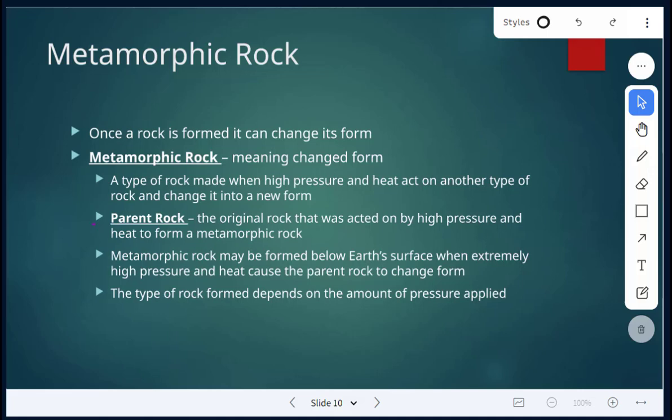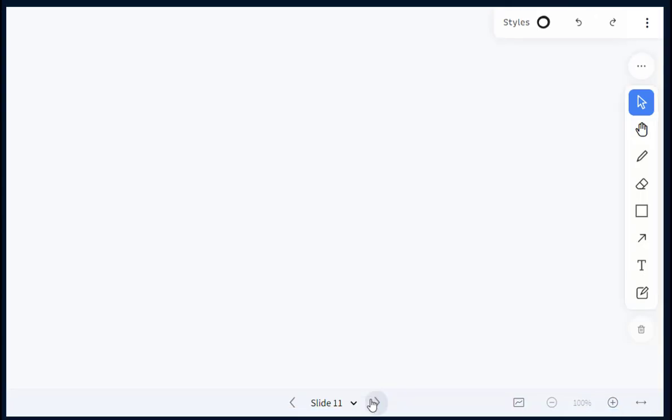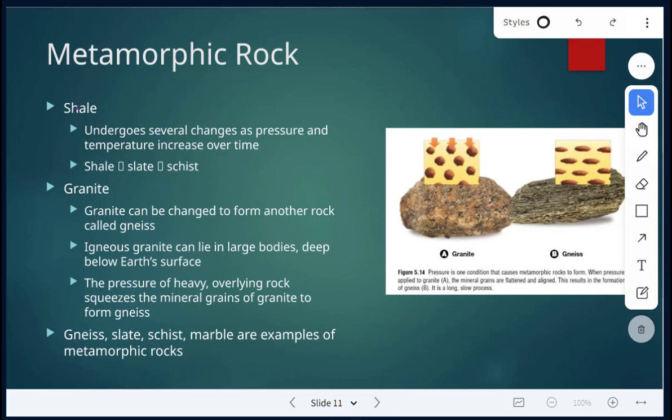Metamorphic rock may be formed below Earth's surface where there is extremely high pressure and heat, which will cause the parent rock to change form. And the type of rock that forms depends on the amount of pressure that's applied. For example, shale undergoes several changes as pressure and temperature increase over time. Shale can become slate and then another type called schist.